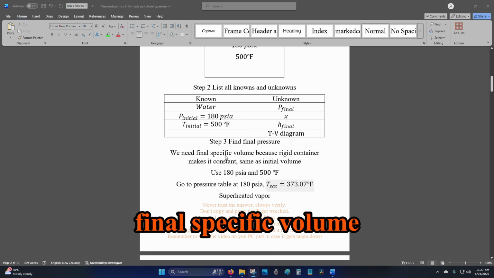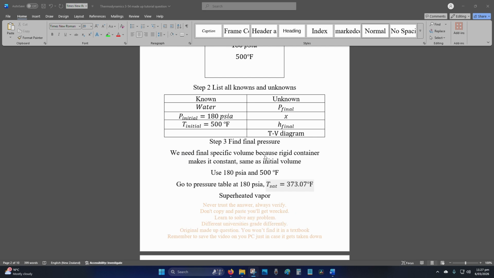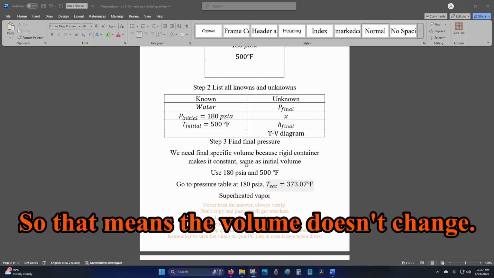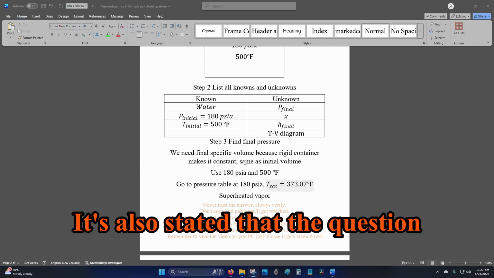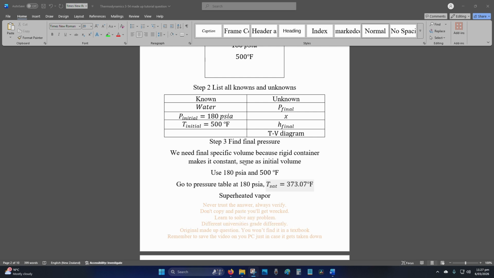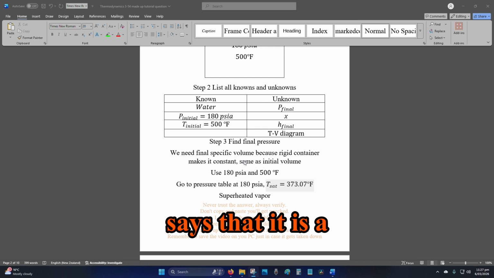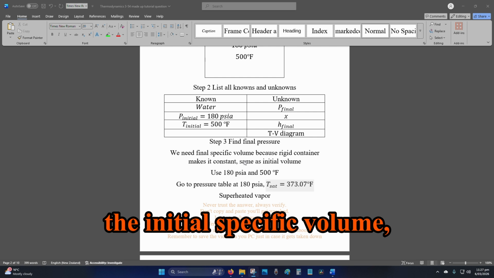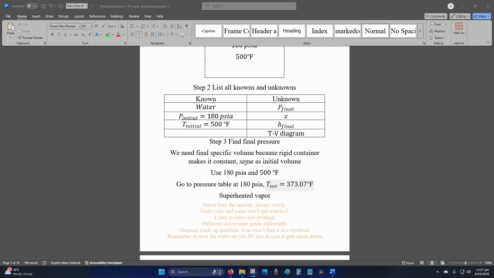So we need to find the final specific volume. Because this is a rigid container, the volume doesn't change. The question also states that it is a constant volume when it's cooled, so that means we need to find the initial specific volume, which is going to be the same as the final.